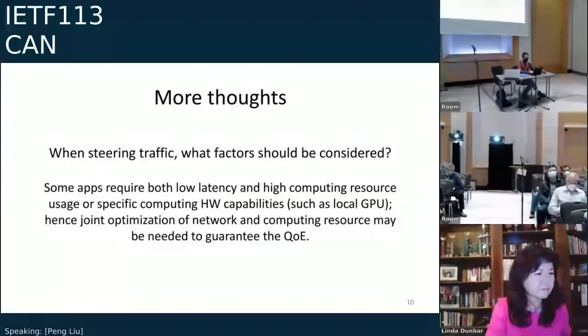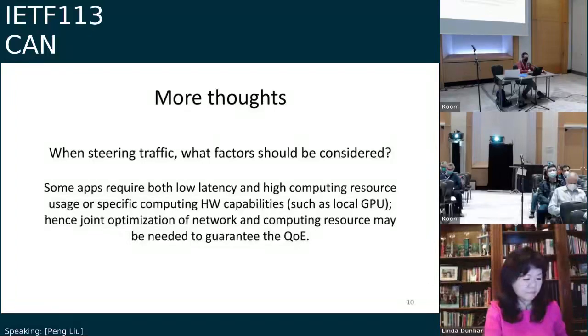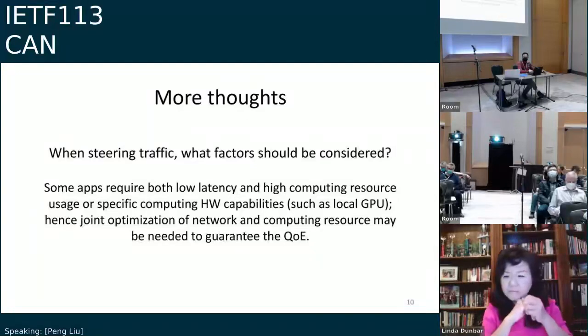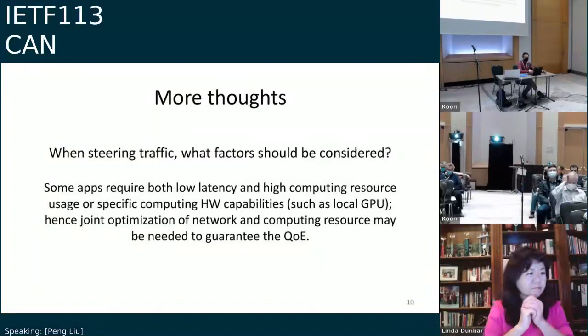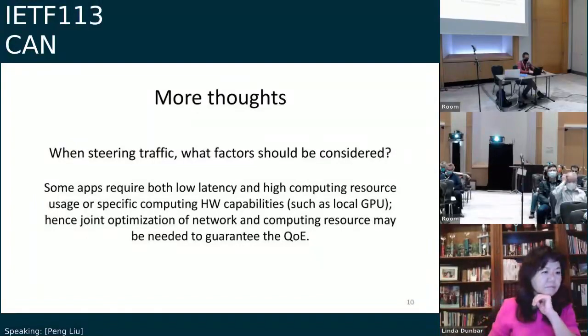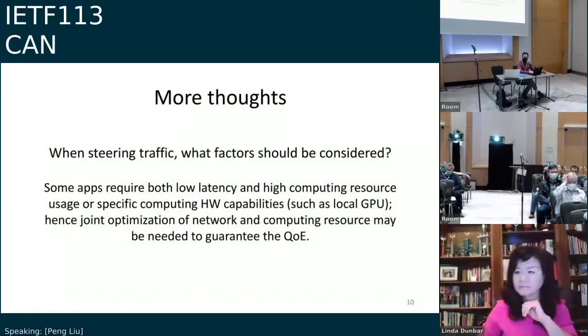So one consideration and conclusion is not enough. A further thought is, when steering traffic, what factors should be considered? Because some applications require both low latency and high computing resource usage or specific computing hardware capabilities, such as a local GPU. Hence, joint optimization of network and computing resources may be needed to guarantee the QoE. Yeah, next, please.